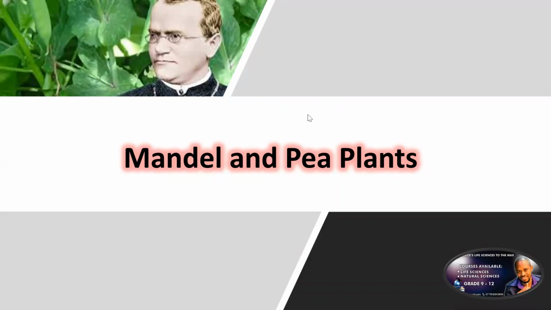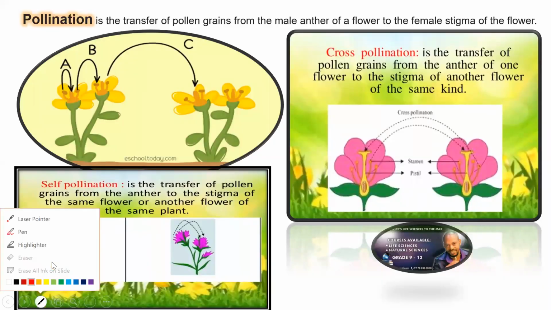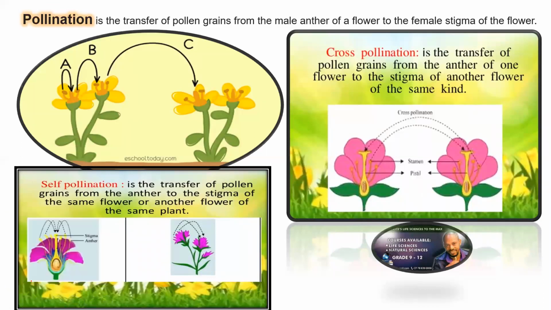Good day. Today we are going to look at how Mendel actually established the foundations of genetics, the kind of experiments he was conducting. So he mostly worked with pea plants. That's why you see here Mendel and pea plants. Before we go into that, let's look at pollination with flowering plants, or the plants that produce flowers, the common ones that you know around.